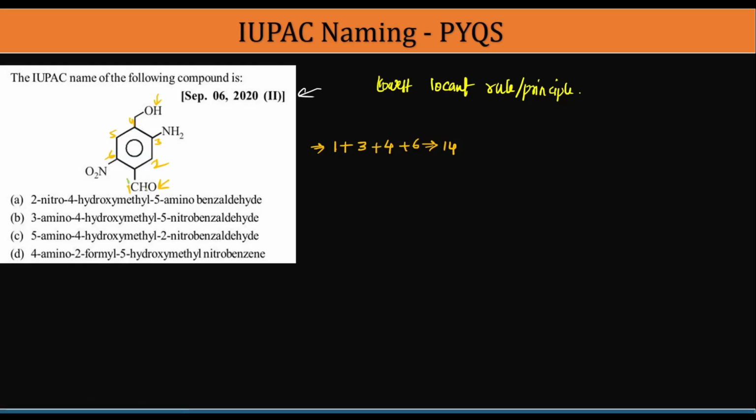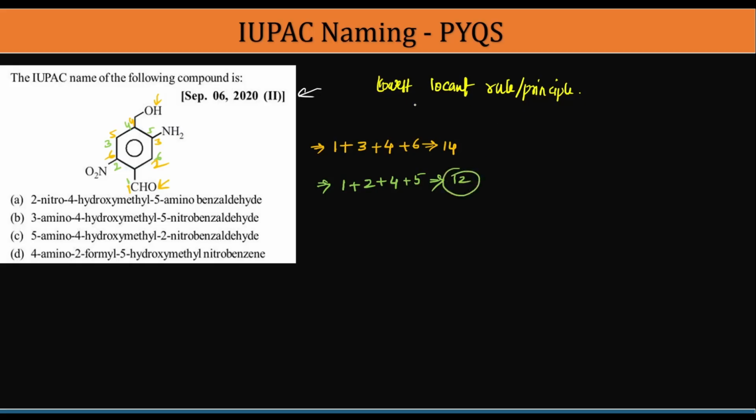We have to give higher priority to this aldehyde only. So 1, and we are giving carbon number 2 to this carbon, 3, 4, 5, 6. Now let's try to count in case of this. Aldehyde is getting 1, and then nitro group 2, then 4 plus 5, right? How much? 9, 10, 12.